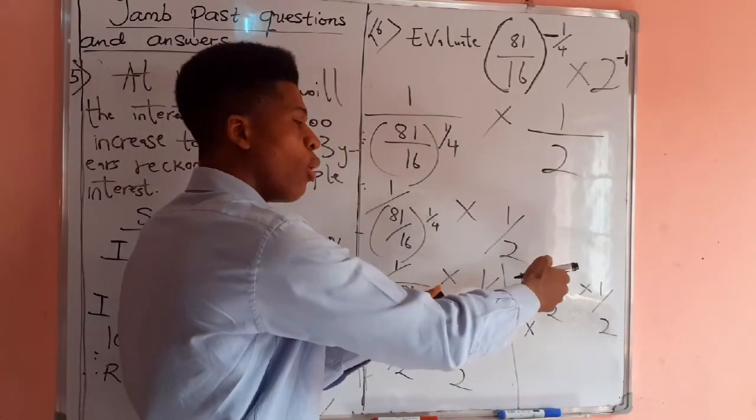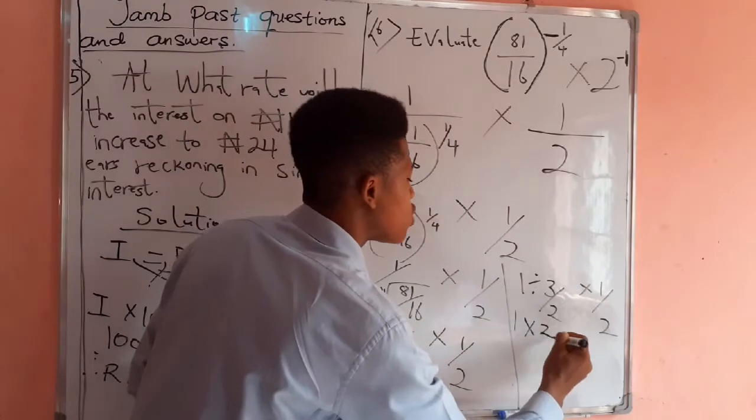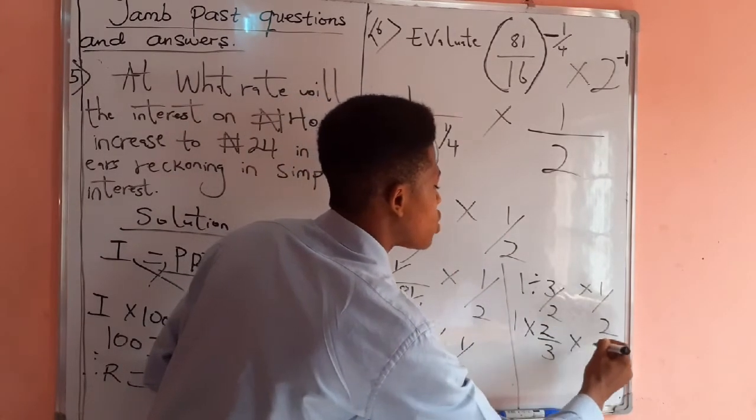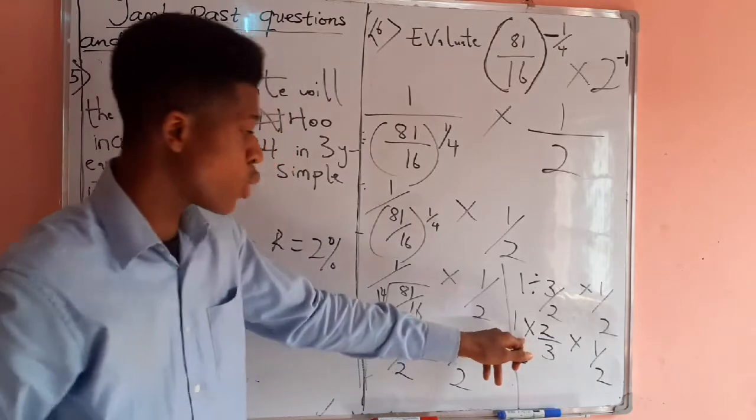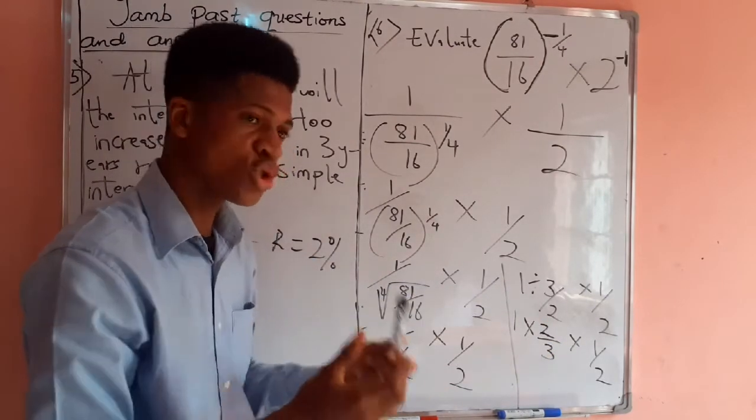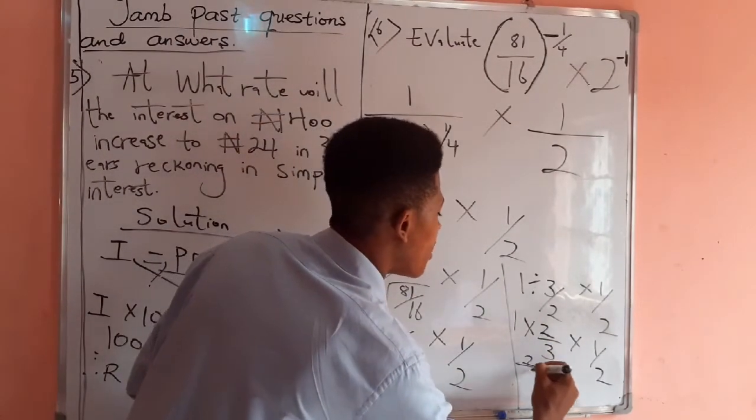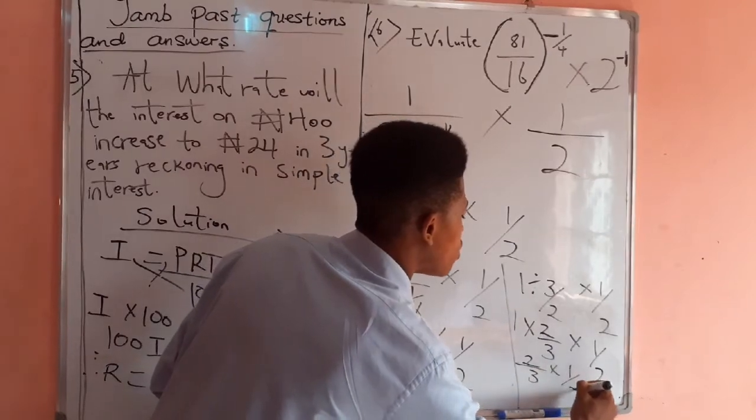This comes up, this goes down. 1 times 2 over 3 times what? 1 over 2. Of course, we know that 1 times 2 is the same thing as what? Is 2. 1 times 2 is 2. 2 over 3 times 1 over 2.